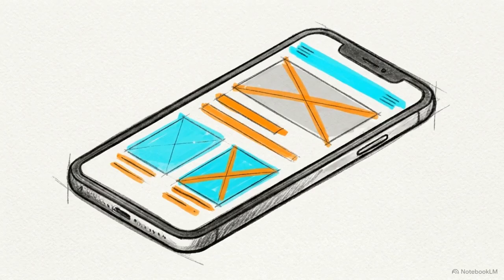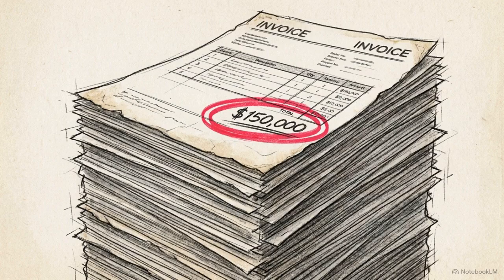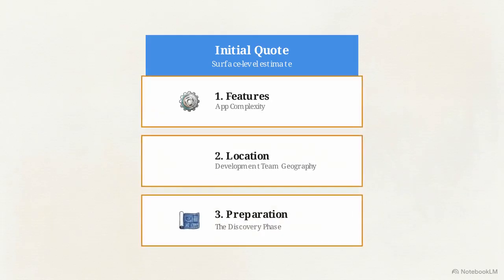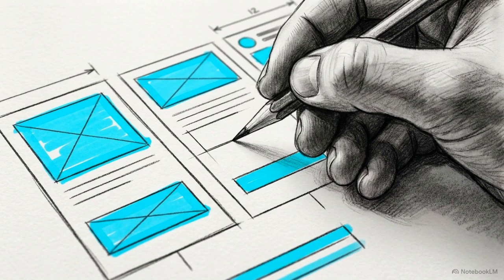You can take the exact same app concept to 3 different agencies and receive quotes ranging from $15,000 to over $150,000. That massive variance is driven by 3 specific hidden variables that usually go unaddressed in the first meeting. The final price of your app is determined by a series of strategic choices you make before a single line of code is ever written.